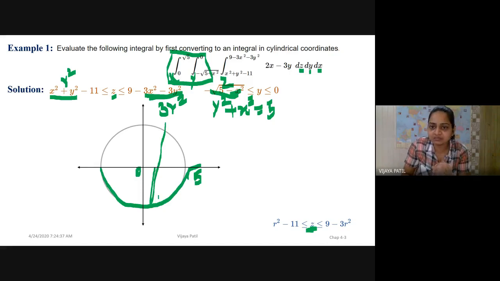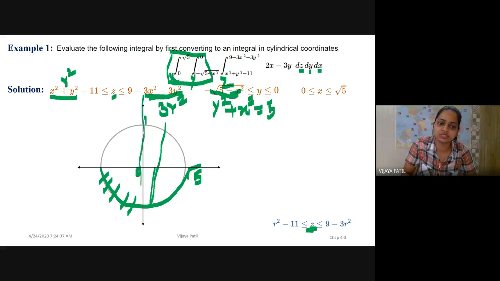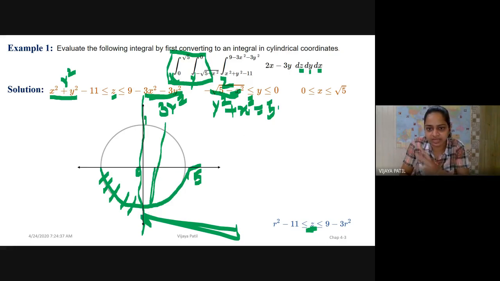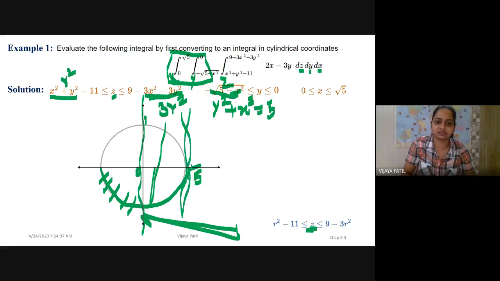But what is happening here? I have to take care of my x also. X is given as from 0 to square root of 5. That means this part of the circle will not come under consideration, because x equals 0 is the y-axis. So my restriction is the y-axis, to the line x equals root of 5. Somewhere in between, this will be the region.